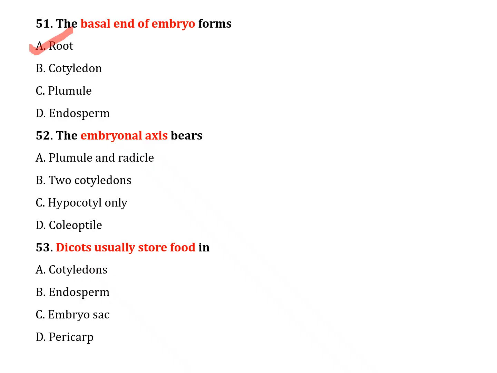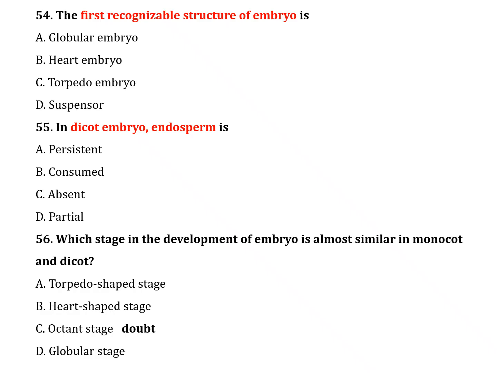The next question, number 52. The embryonal axis bears: option A, plumule and radicle; option B, two cotyledons; option C, hypocotyl only; option D, coleoptile. Correct answer is option A, plumule and radicle. The next question, number 53. Dicots usually store food in: option A, cotyledons; option B, endosperm; option C, embryo sac; option D, pericarp. Correct answer is option A, cotyledons. The next question, number 54. The first recognizable structure of a dicot embryo is: option A, globular embryo; option B, heart embryo; option C, torpedo embryo; option D, suspensor. Correct answer is option A, globular embryo.